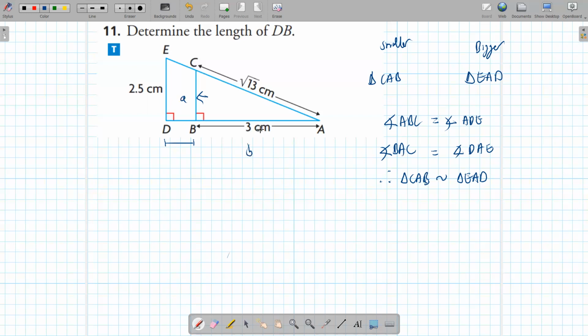So this is A, this is B, this is C, right? Pythagoras theorem says a squared plus b squared equals c squared. We're trying to find a here. So a squared is gonna be c squared minus b squared, yeah?